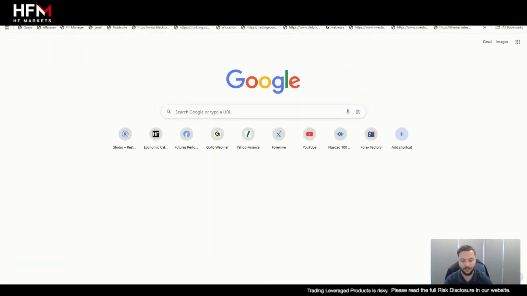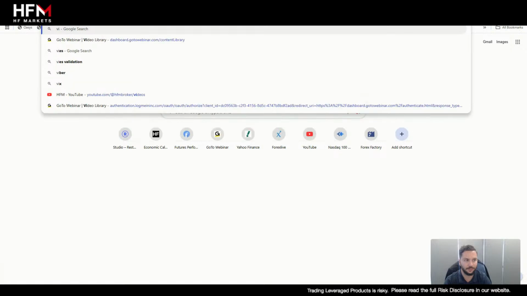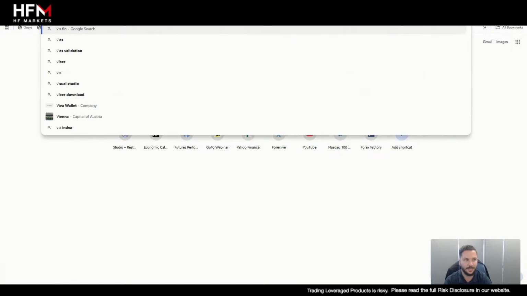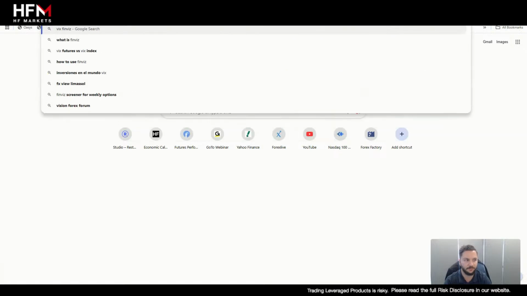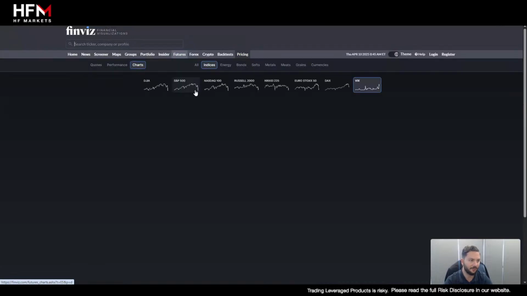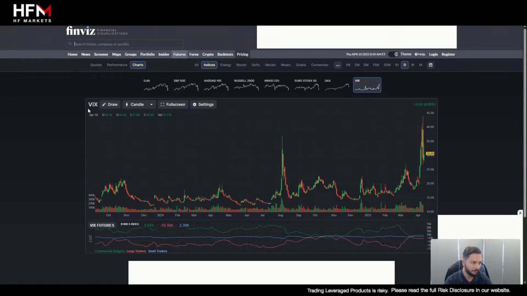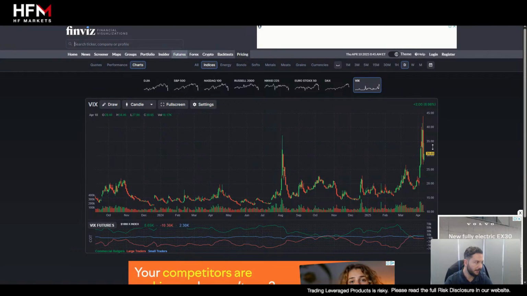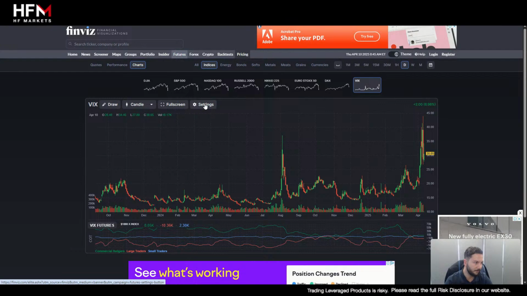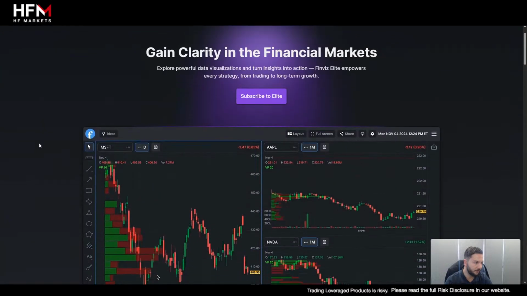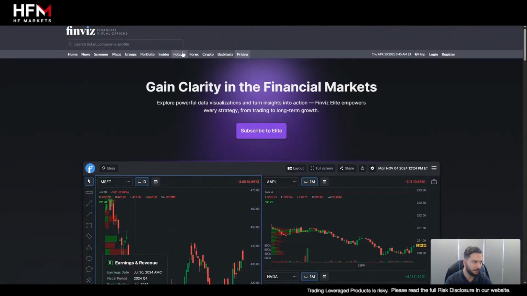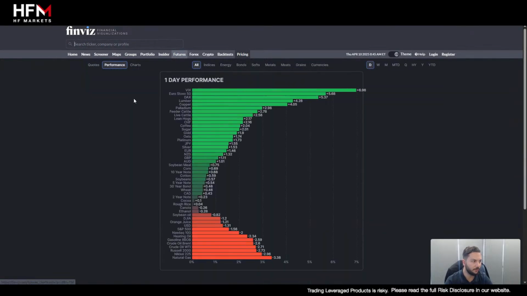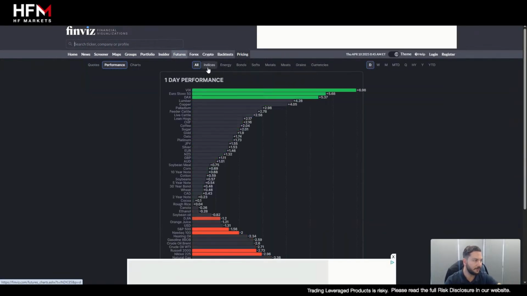Now, what else could we look at? The other thing I would look at, ladies and gentlemen, is the VIX. To get access to the VIX, you can look at FinViz, for example. Let me see if I can zoom in on this actually. No, I can't zoom in on it. What I'll do is I'll look at futures and show you the VIX. There you go. The VIX is there.